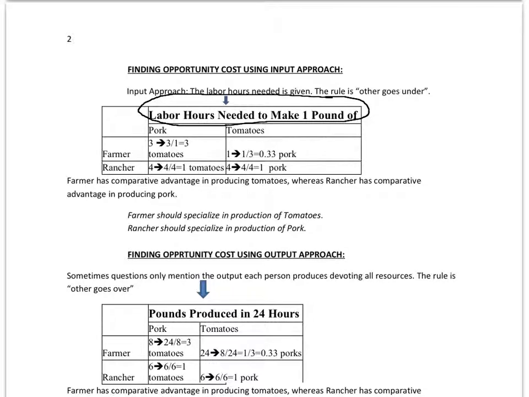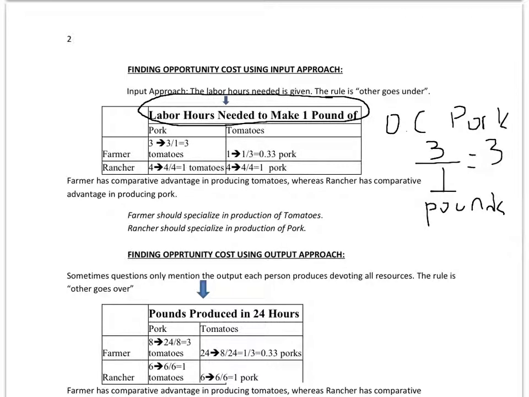Okay, the first thing is opportunity cost of pork. The labor hours needed for pork is 3 hours, and the farmer needs 1 hour to produce 1 pound of tomato. Since I'm looking at the opportunity cost of pork, the other good is tomato. The other goes under: 3 hours for pork divided by 1 hour for tomato is 3. What is that 3? 3 needs some unit next to it. The opportunity cost of 1 pound of pork is 3 pounds of tomato.